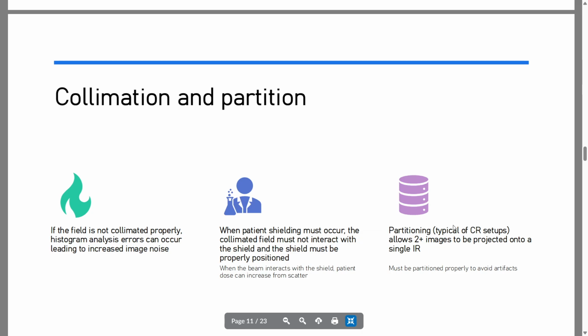And I've talked about partitioning in the past. Sometimes we'll see that with CR setups, especially with the smaller extremities. So sometimes you can do a 2-on-1 or a 3-on-1 where you're putting all of those images on one cassette and then uploading that into the computer and having it as one image. You can do that by using those lead strips to kind of partition your IR into halves or into thirds in order to not expose those areas to radiation.